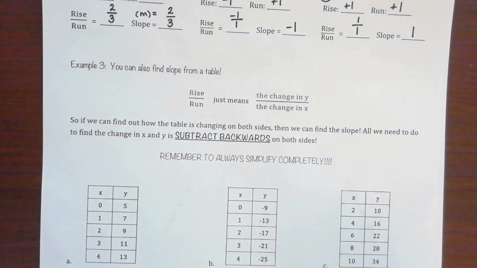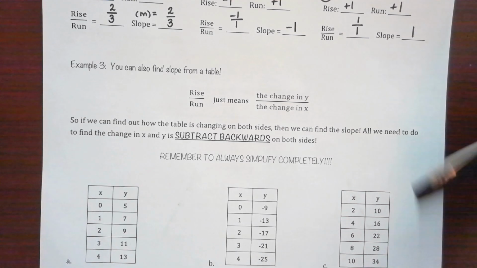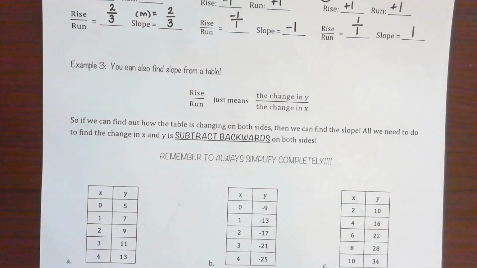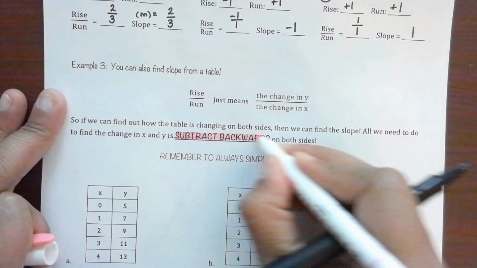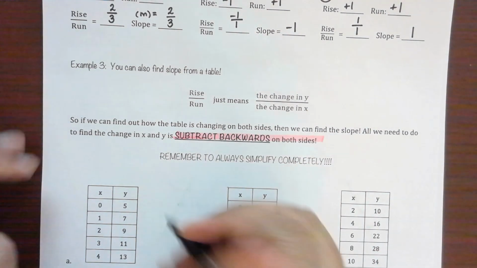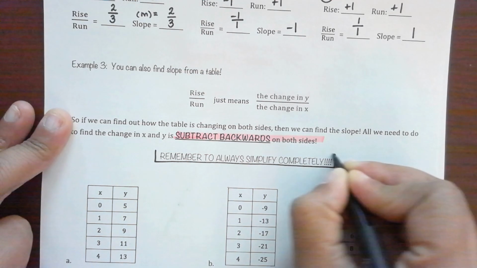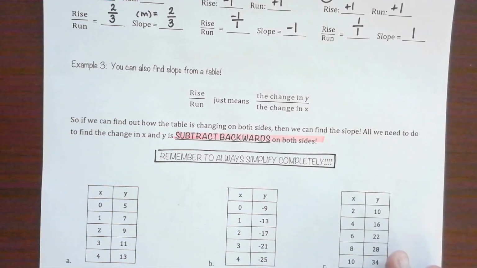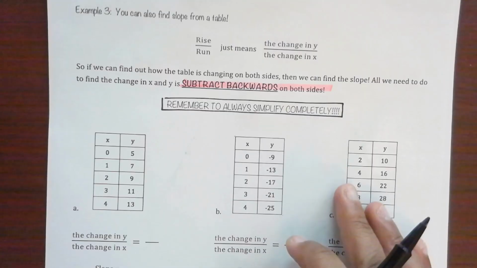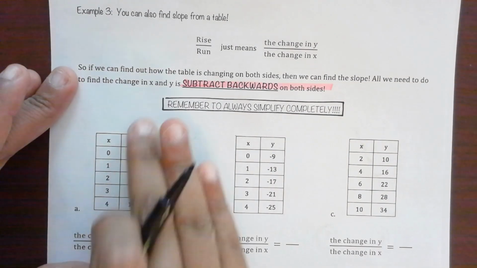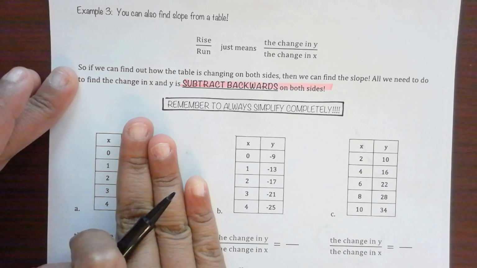Example 3, you can also find slope from a table. Rise over run just means find the change in y and find the change in x. So we can find out how the table is changing on both sides, then we can find the slope. We need to find the change in y by subtracting backwards on both sides. And then always remember to simplify completely. So the way we do that is focus on one side at a time. I'm going to look at the x first, so I'm not focused on y.